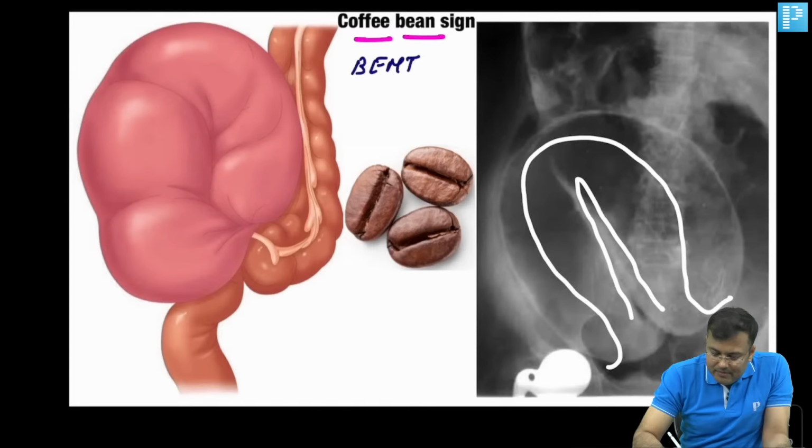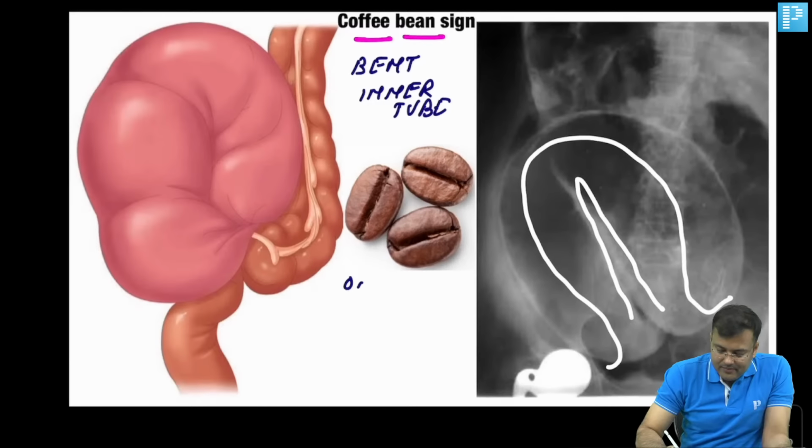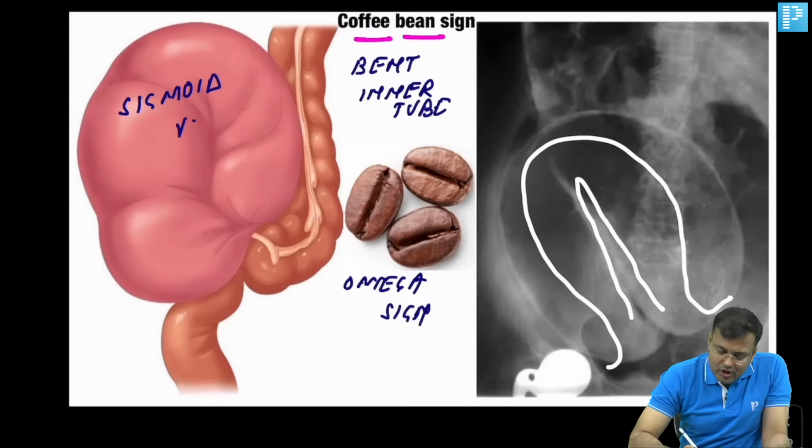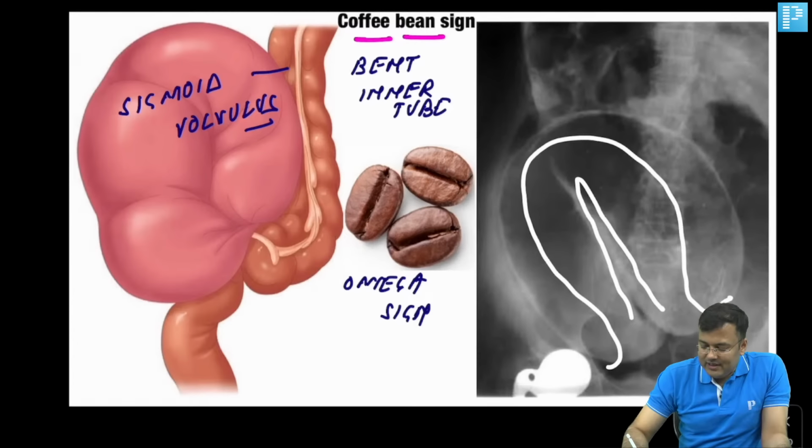You can see bent inner tube sign. Or you can see here omega sign. Clear? So bent inner tube sign, omega sign. Got it? This is very important. This is sigmoid volvulus. So what's the diagnosis here? This is sigmoid volvulus. Clear? Now see the next one.